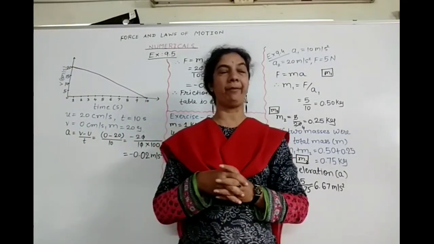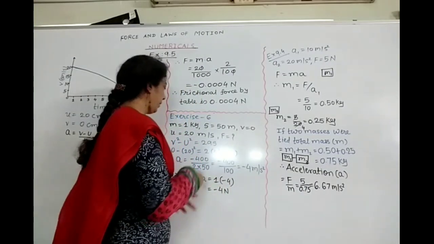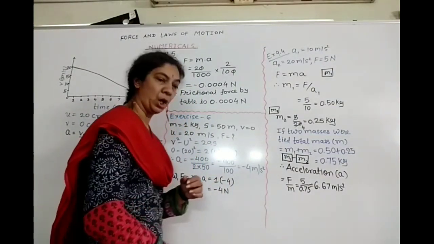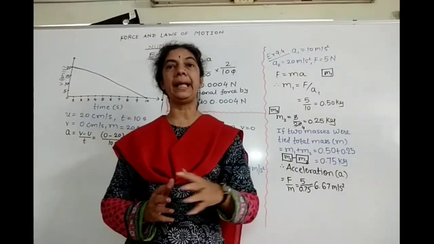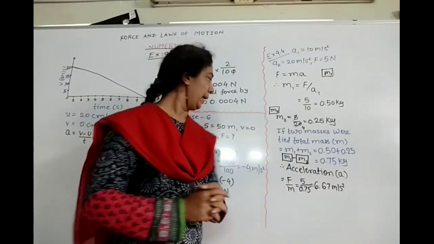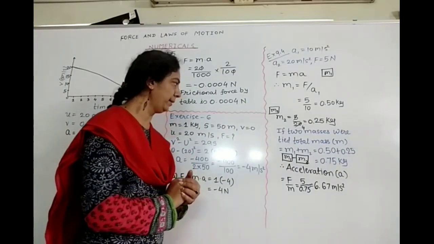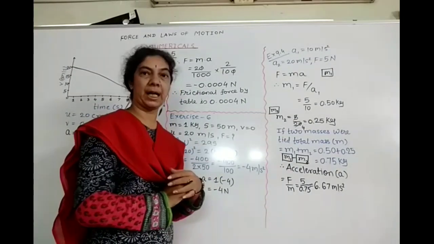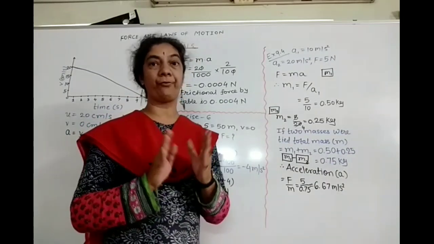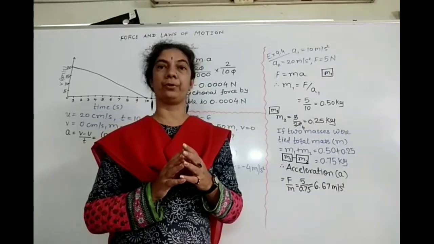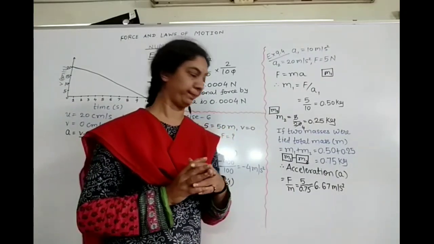Sixth question is given, and in that it is given that a mass of 1 kg is rolled on a frozen lake. It is moving with the velocity 20 meters per second, and it comes to rest after traveling a distance of 50 meters. What will be the frictional force in this situation?